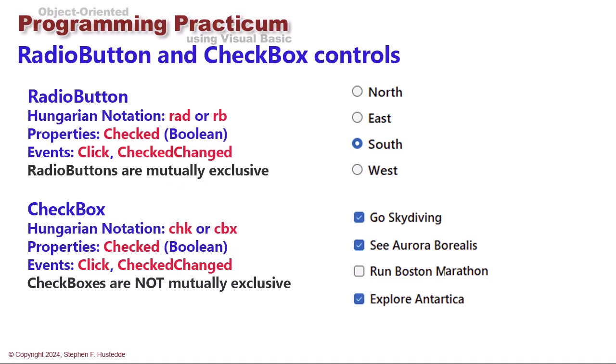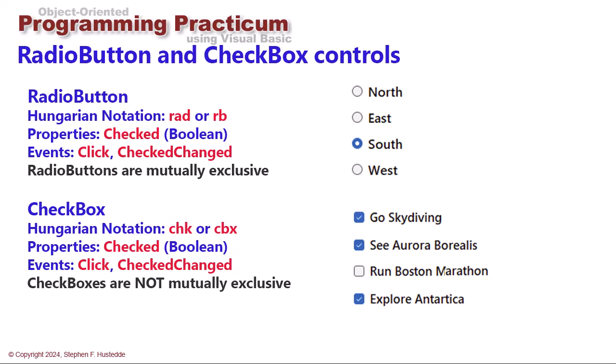Radio button and checkbox controls each provide a list of items for the user to choose from. The difference between the two is a programming standard that radio buttons are mutually exclusive while checkboxes are not. That means for radio buttons, we can only choose one of the list of items. If I select one radio button, the other radio buttons are unselected. Whereas with checkboxes, I can check multiple ones simultaneously.